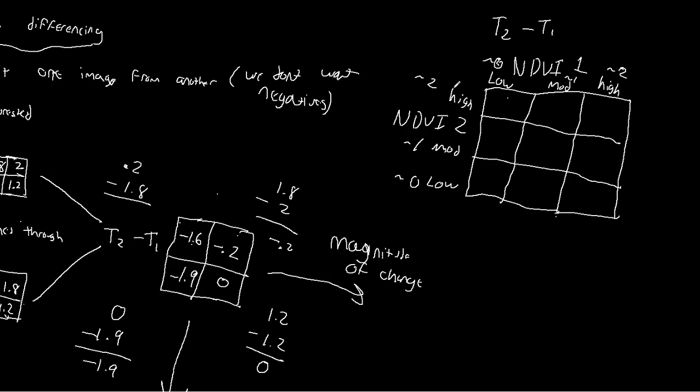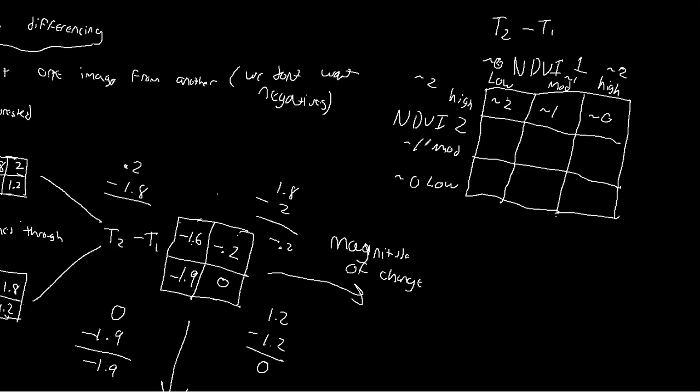So think about what happens here. You have approximately 2, and you're subtracting approximately 0. What do you get? Well, you get a value of approximately 2. So what happens if you have a high value of approximately 2, and you subtract a moderate value of approximately 1? Well, you're going to get approximately 1. So what do you get if you have a high value of 2 minus a high value of 2? Well, you're going to get approximately 0, because 2 minus 2 is 0.